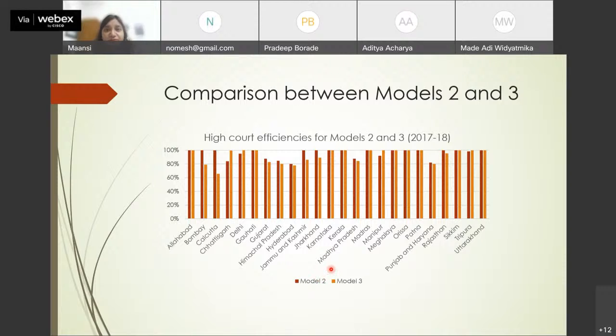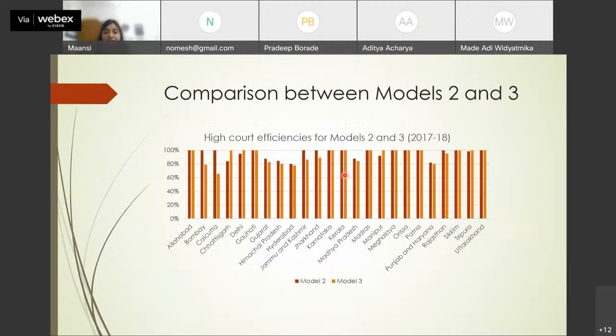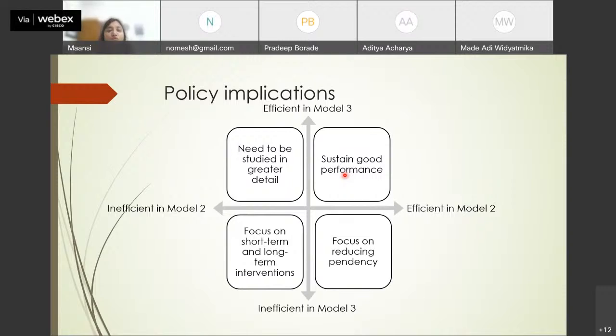There are certain courts that are only efficient in one model. For example, Delhi is only efficient when it comes to model 3, but not for model 2. And Jammu and Kashmir is efficient in model 2, but not in model 3. Based on these comparisons between the efficiency models 2 and 3, we are able to put the courts into 4 quadrants. The first quadrant is where the courts are efficient in both models, model 2 as well as 3. These courts are performing relatively well in case of both instituted cases as well as handling their pending cases.